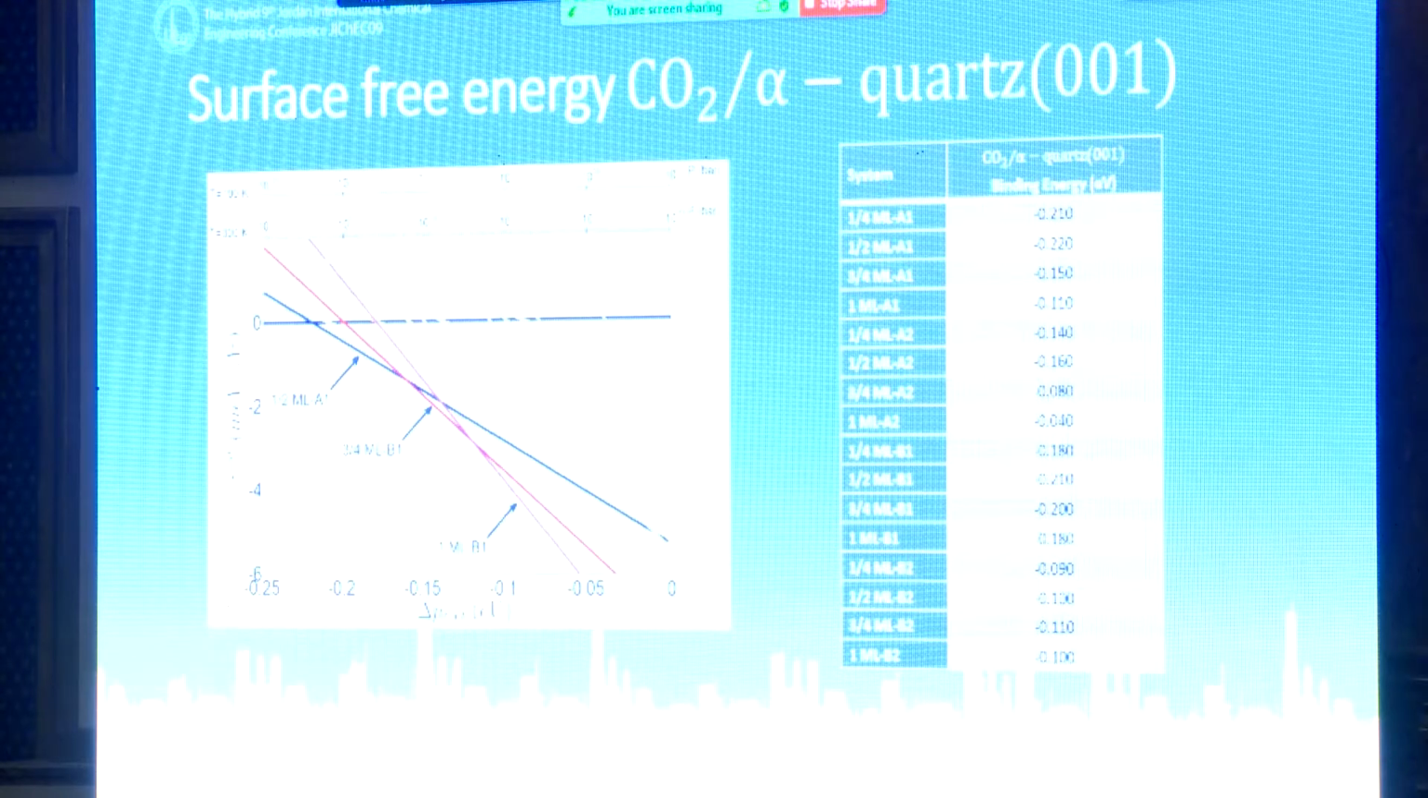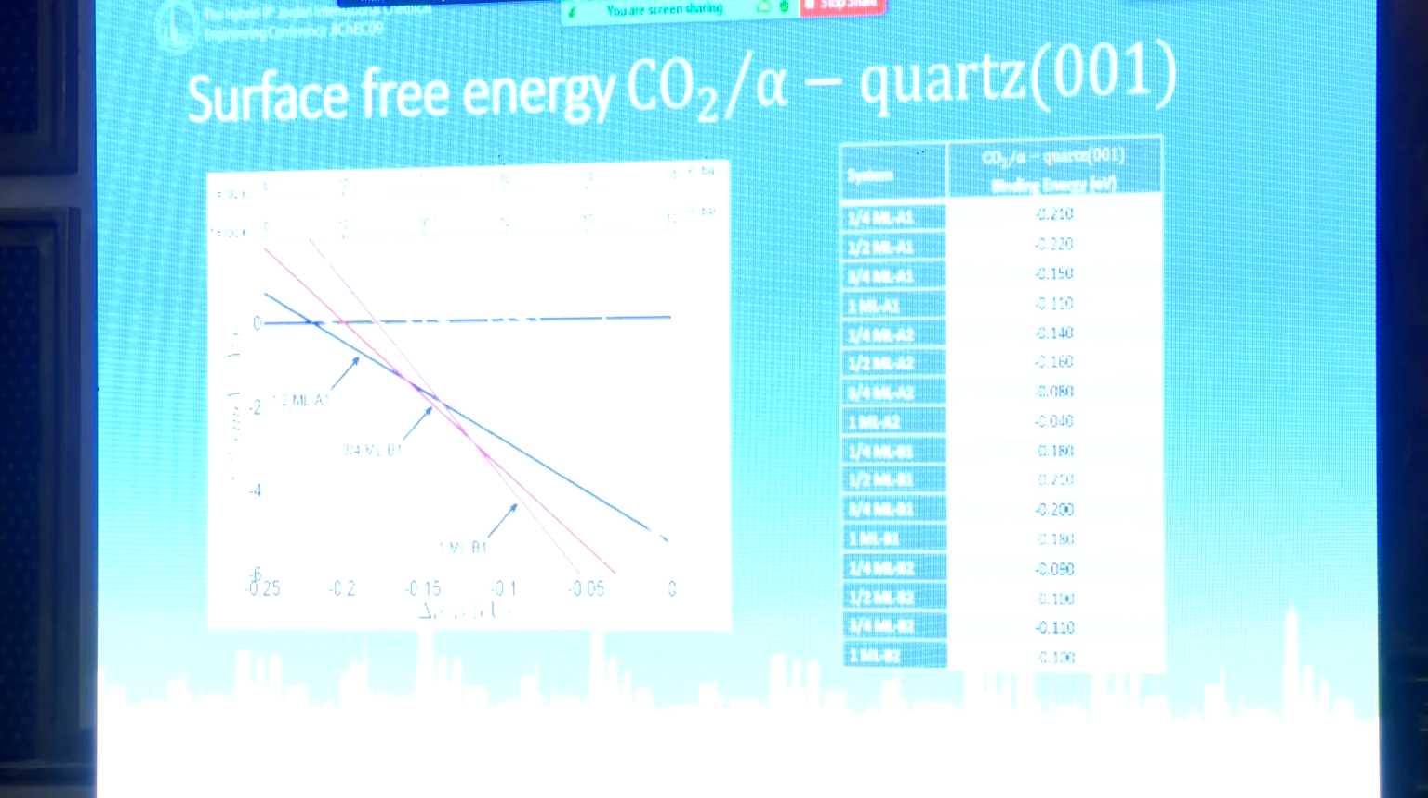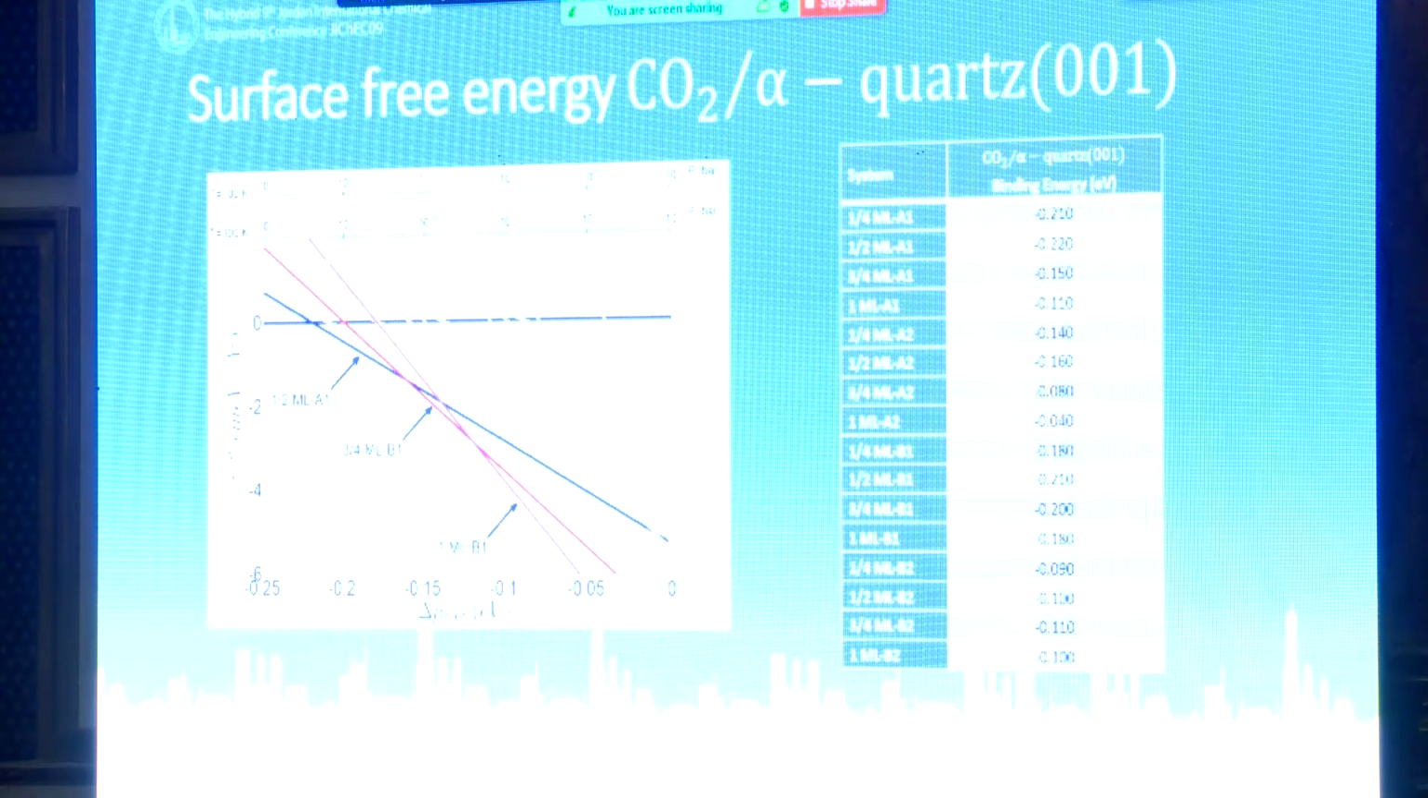This structure remains the most stable until we exceed the chemical potential value here, -0.16 electron volt, where another more stable structure is produced at 3/4 monolayer, and this structure remains the most stable until we reach the value of chemical potential -0.12 electron volt. After that, the coverage one monolayer with the adsorption site P1 becomes the most stable configuration, or has the highest stability, for the whole range of chemical potential.